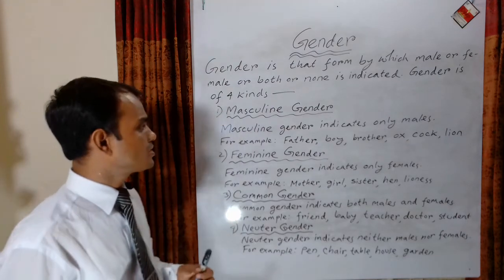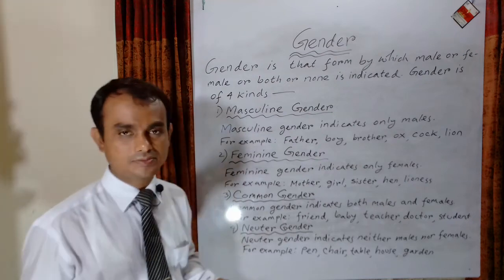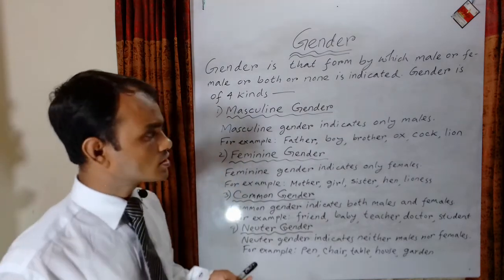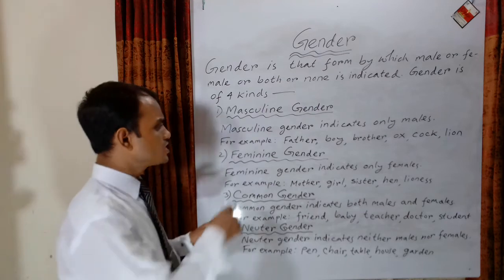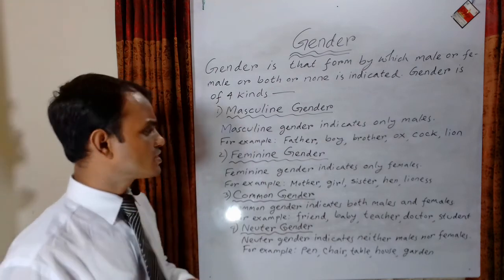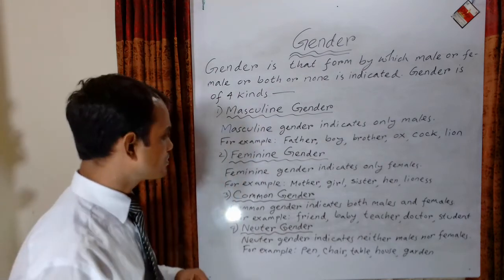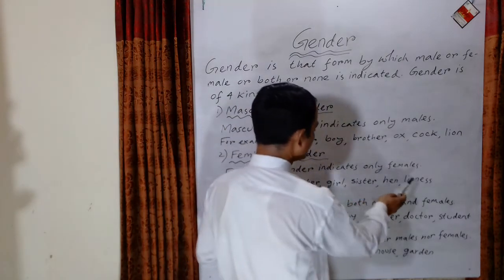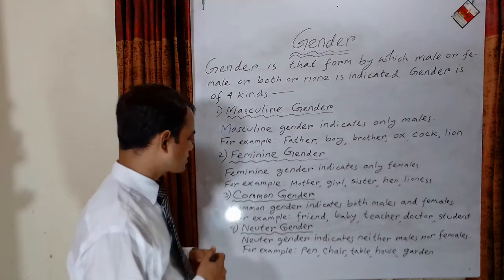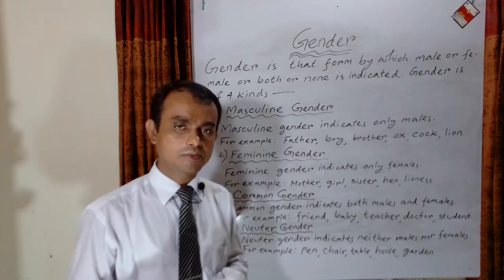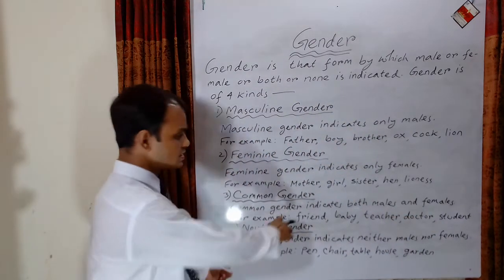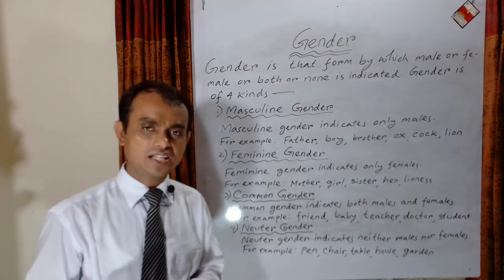What is masculine gender? Masculine gender indicates only males. For example, father, boy, brother, ox, cock, and lion. These words indicate only males. Number two, feminine gender. Feminine gender indicates only females. For example, mother, girl, sister, hen, lioness. These words indicate only females. Common gender. Common gender indicates both males and females. For example, friend, baby, teacher, doctor, student. These words indicate both males and females.